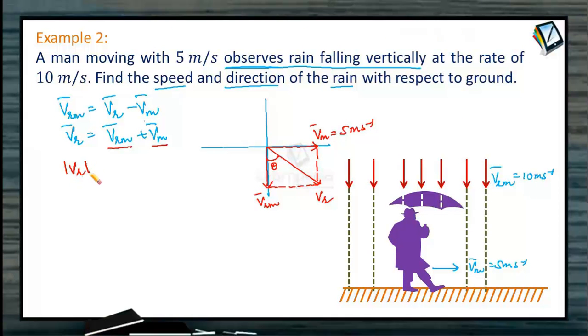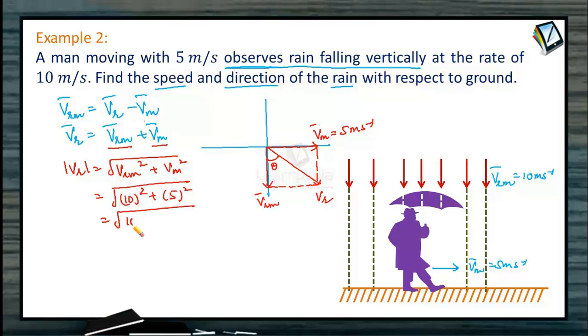Magnitude will be under root of velocity of rain with respect to man square plus velocity of man square. So this will be root of 10 square plus velocity of man 5 square. So root of 100 plus 25, root 125 meter per second. And at what angle? Tan theta is equal to 5, this side the magnitude is 10. 5 by 10, that is equal to half. Theta is equal to tan inverse half.